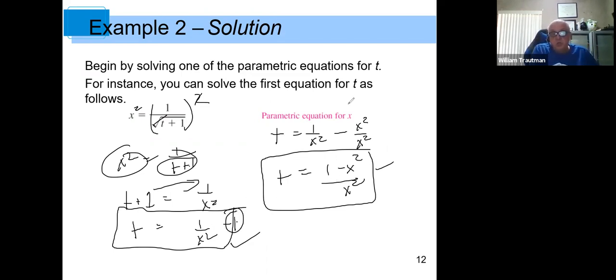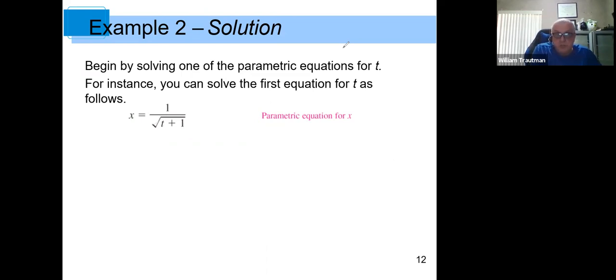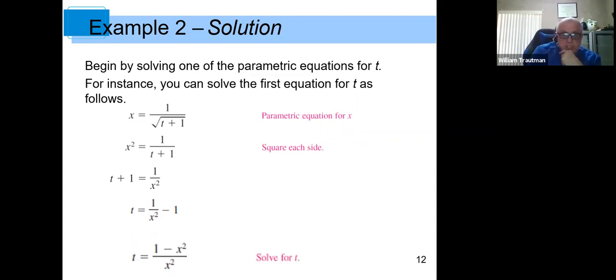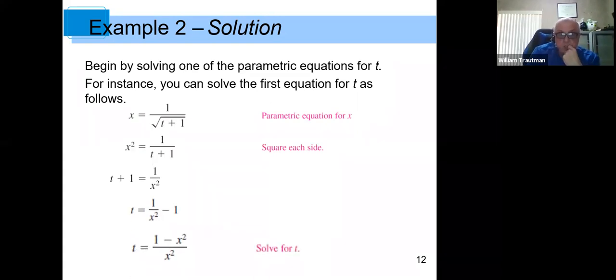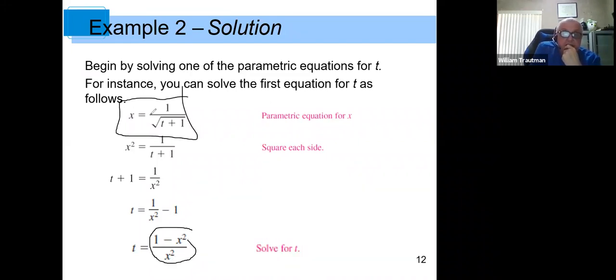So I just wanted to show that process because they're going to show it somewhere. There they go. And then they took it one more step. They made the -1 x squared over x squared. So we solve for t. We have t. Now we have to plug this into the other equation. We got it from the x equals. Now we have to plug this into the y equals.